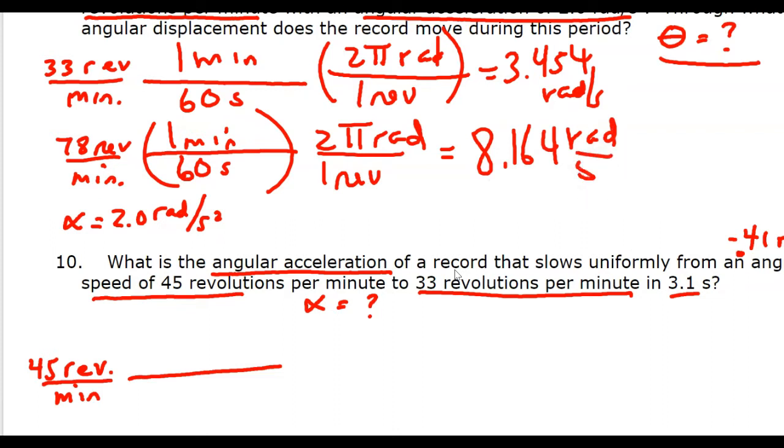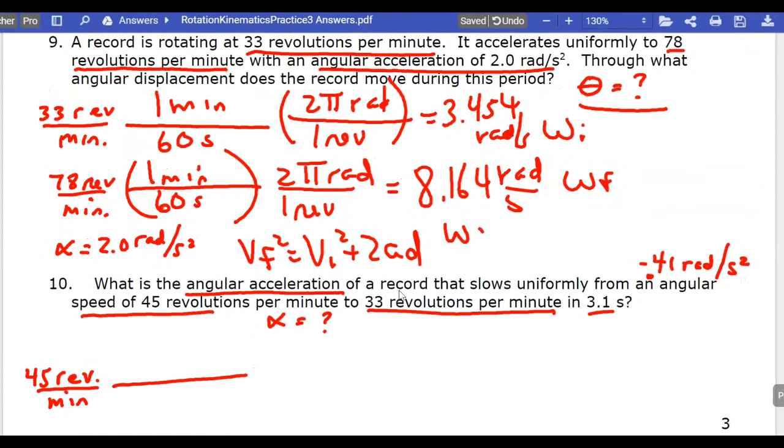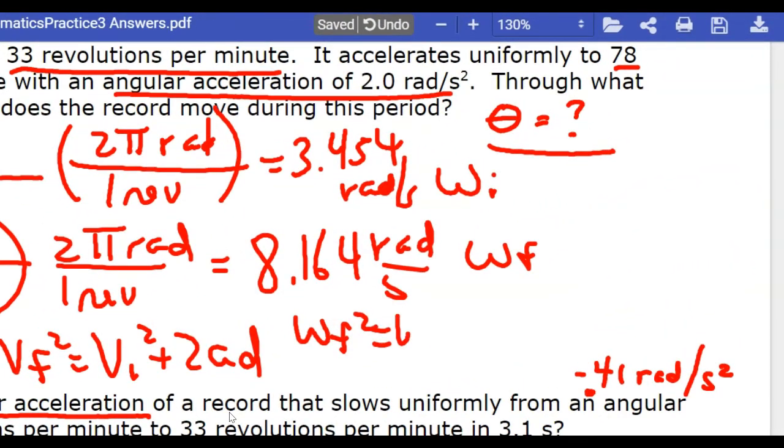So what do I have here? I have an omega I and an omega F, and I have an alpha, and I want a theta. What it makes me think of is VF squared equals VI squared plus 2AD, but this is rotation. So it's omega F squared equals omega I squared plus 2 alpha theta. That's the analog.